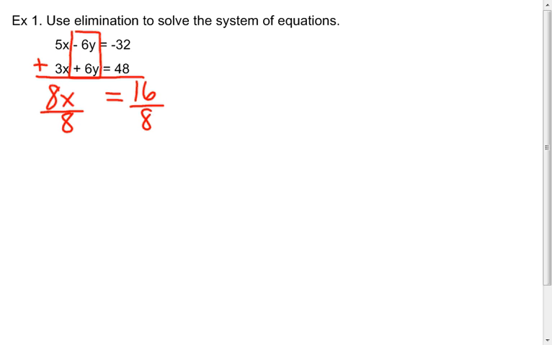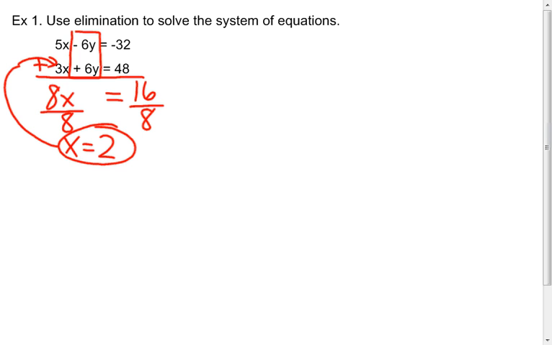Divide both sides by 8, and I get x equals 2. Remember, that's only half my answer. I have an x, now I need to figure out what a y would be. So I'm going to take that and plug it into one of my two equations that I started with. It doesn't matter which one, you should get the same answer both ways. I'm going to pick this bottom equation because it doesn't have any minus signs in it.